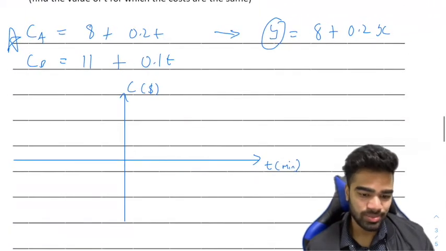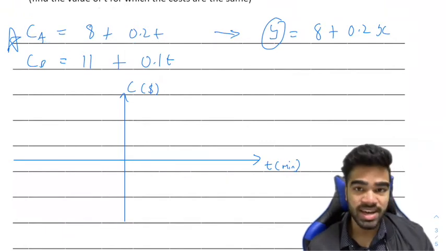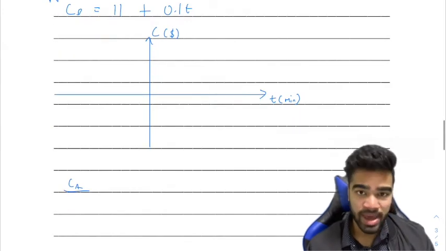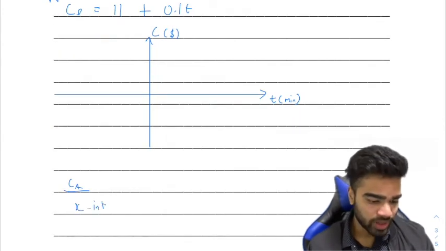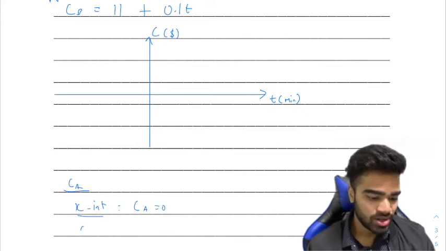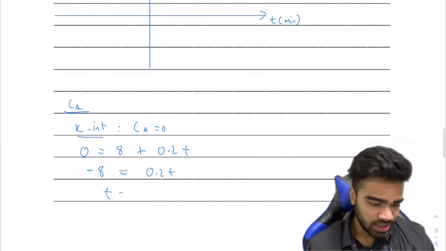So let's do the same thing. Let's calculate the x and y intercept, or in this case, T and C intercepts. So let's do it for C of A, the firm A cost. For the x-intercept, you make not y equal to 0, you make C of A equals 0. So 0 is equal to 8 plus 0.2t. So negative 8 is equal to 0.2t. T is going to be negative 8 divided by 0.2.